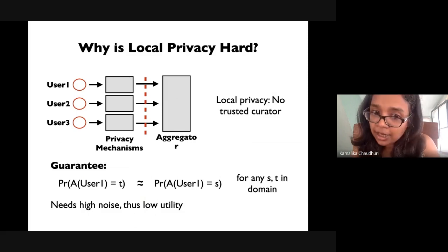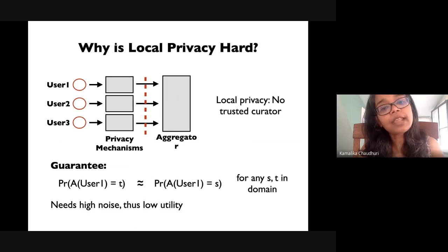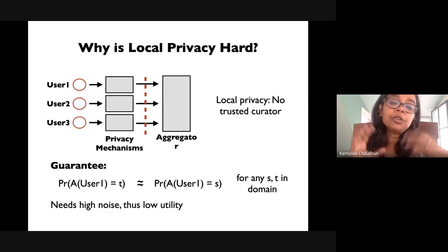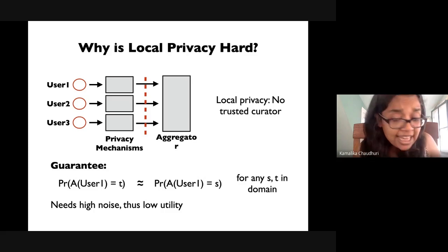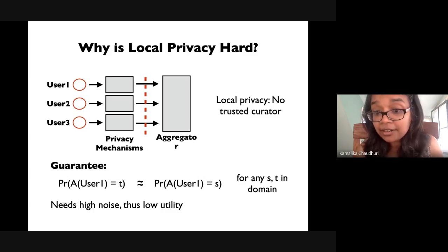Because if you are doing local differential privacy, the guarantee that you are offering is that the probability that your algorithm applied to my data is equal to T is more or less the probability that your algorithm applied to my data is equal to S, for any S and T in the domain. Right. So for 0, 1, it's fine.